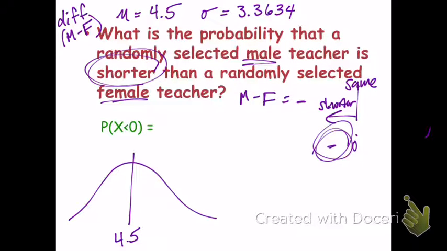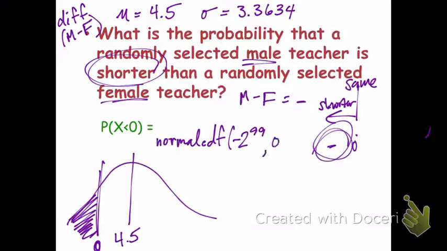To do a normal CDF of that, here's my 0 down here. I want this shaded area, everything where male minus female is a negative number. So 0 is my max. I would do a normal CDF of negative infinity to 0, but I'm going to use my new mean and standard deviation, so 4.5 and 3.3634. So what is this number that we're finding? That is the probability that males are shorter than females.